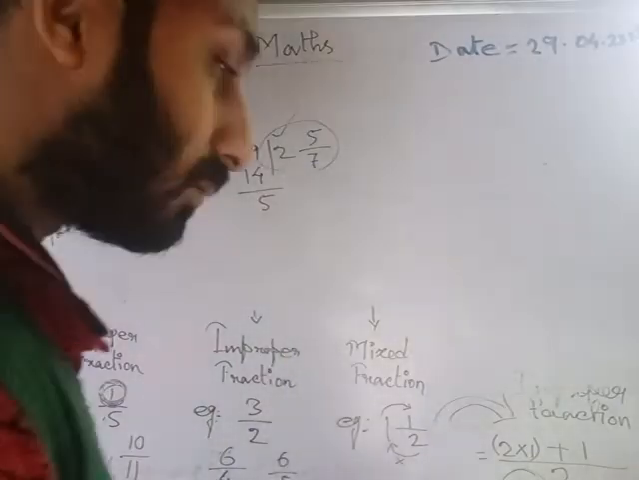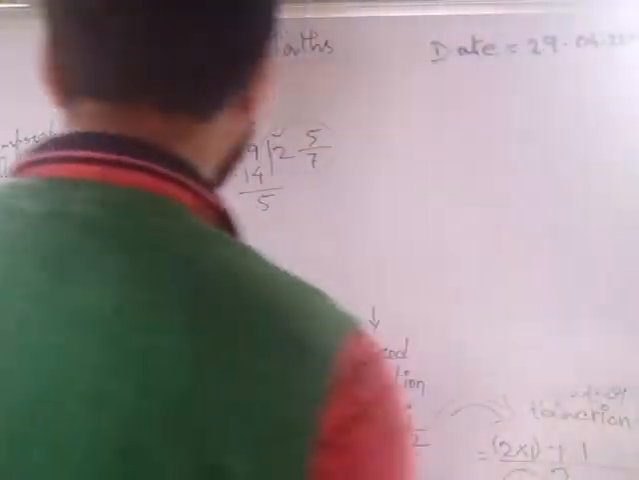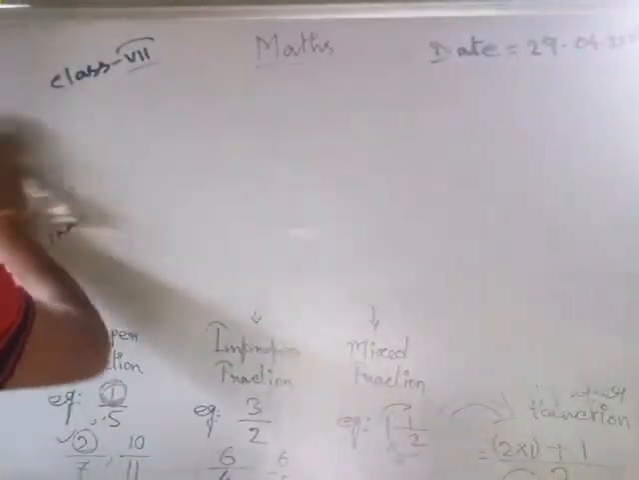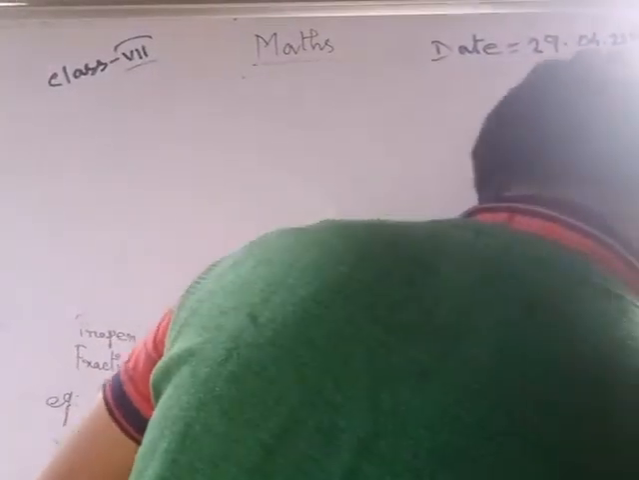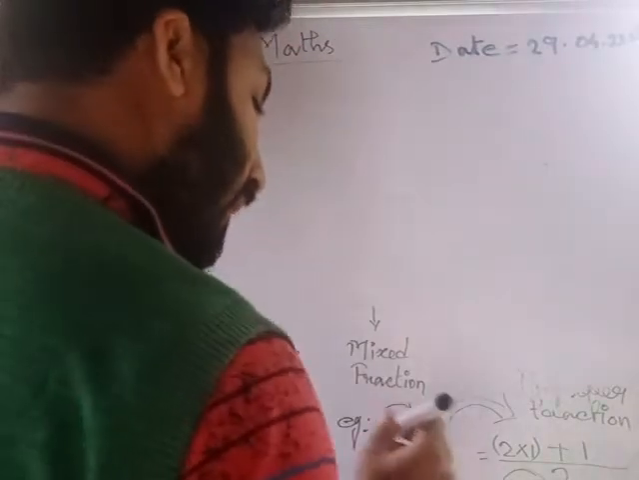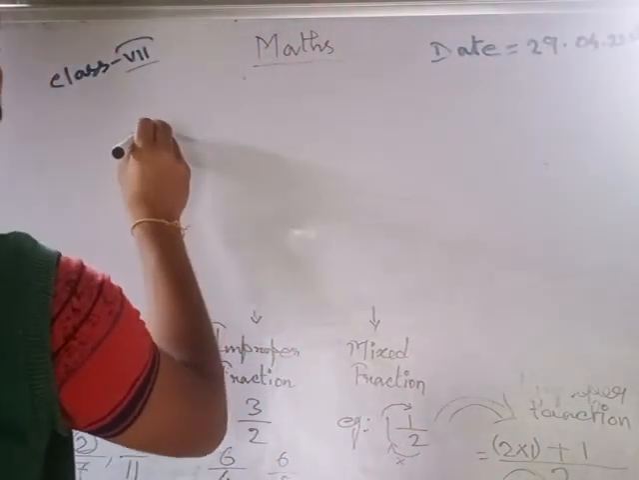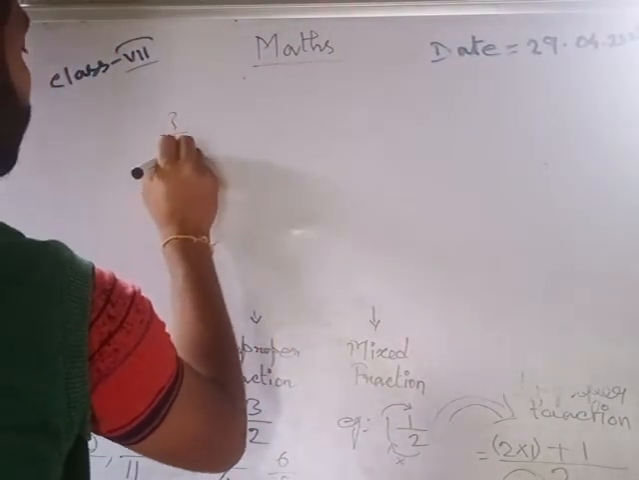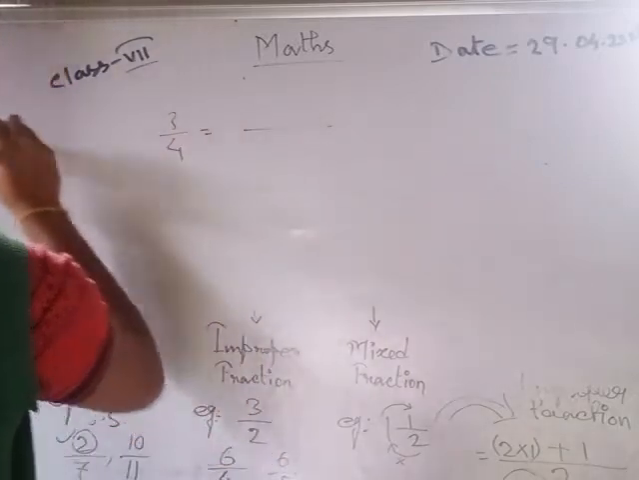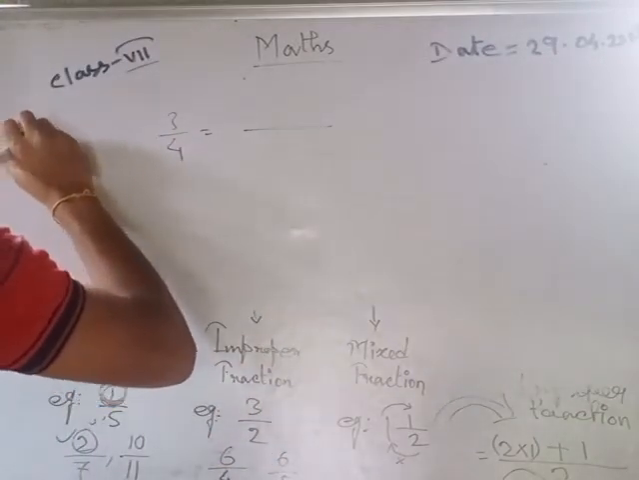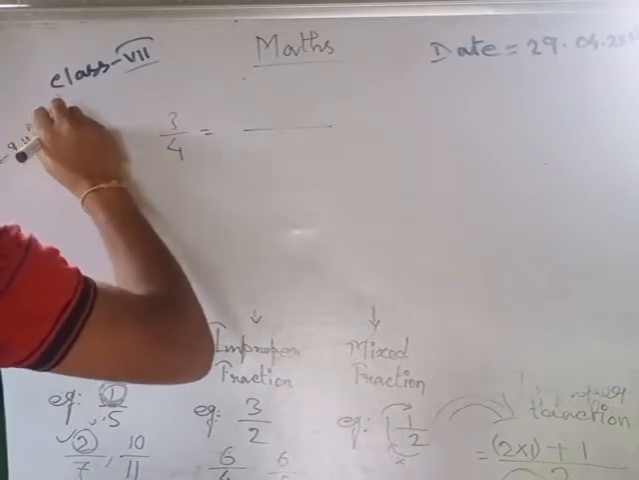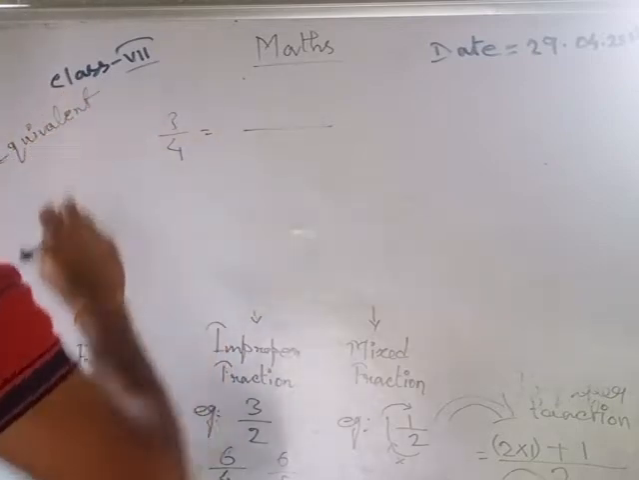Okay, after that we should go to the next. What is an equivalent fraction? Equivalent fraction, that means you should multiply the numerator and the denominator.